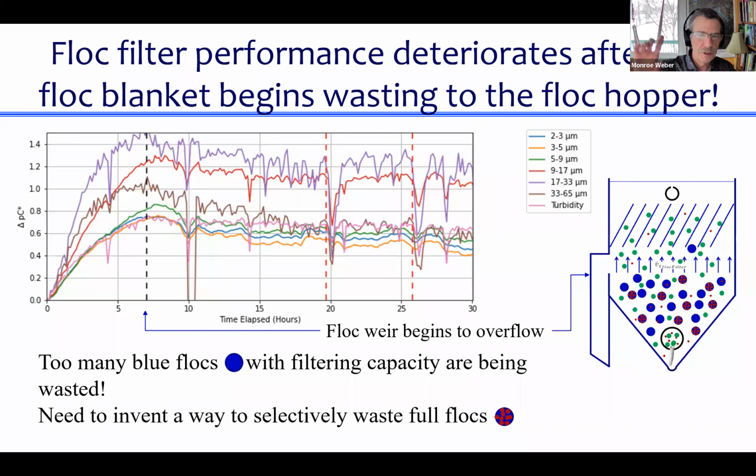let's focus on the group of particles between 2 to 3 and all the way up to 5 to 9 micrometers. These are mostly the clay particles that were introduced into the system, because there's a range of sizes within clay. And what we see is that they all got better as the floc filter was growing in depth. And then when the floc filter started dumping excess to the floc hopper, performance actually got worse.